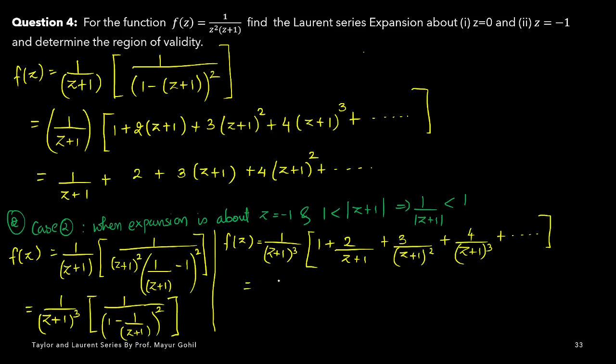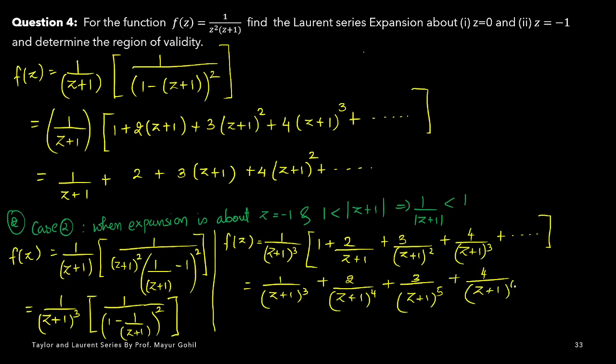Once you multiply it, you will get 1 upon z plus 1 the whole cube plus 2 upon z plus 1 whole raised to 4 plus 3 upon z plus 1 whole raised to 5 plus 4 upon z plus 1 whole raised to 6, and so on. This goes on like this. So this is the Laurent series expansion in this case.